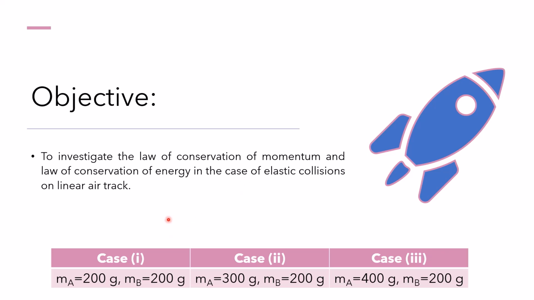And we will be performing this experiment in three different ways. In case 1, we will maintain the mass of cart A and mass of cart B the same, that is 200 gram, whereas in case 2, we increase the mass of cart A by 100 gram, so its mass becomes 300 gram by keeping the mass of cart B the same 200 grams. In the third case, we further increase the mass of cart A by 100 gram, so its mass becomes 400 grams again by keeping the mass of cart B the same 200 grams.